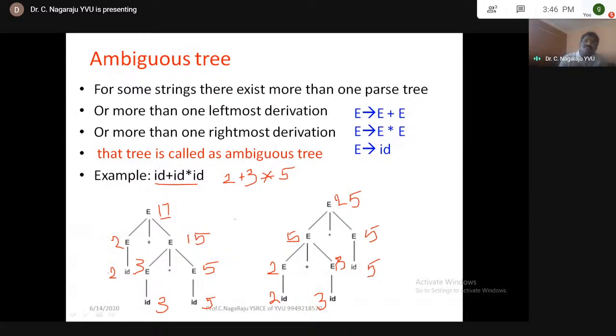For some string, there exists more than one parse tree, or more than one leftmost derivation, or more than one rightmost derivation, then the tree is called an ambiguous tree. So for this grammar, with id plus id star id, we are getting two different values. If ambiguity is there, the computer cannot make a decision, and you can't get correct results.